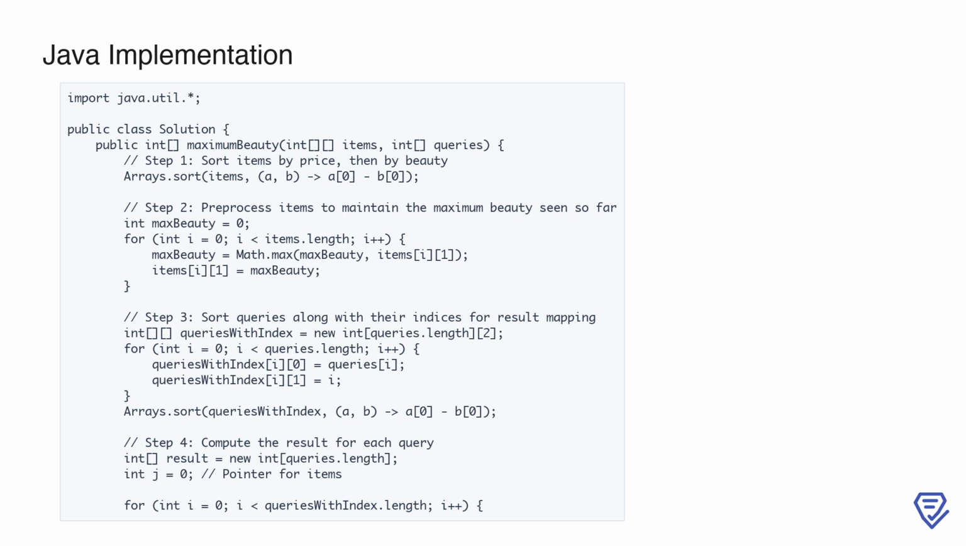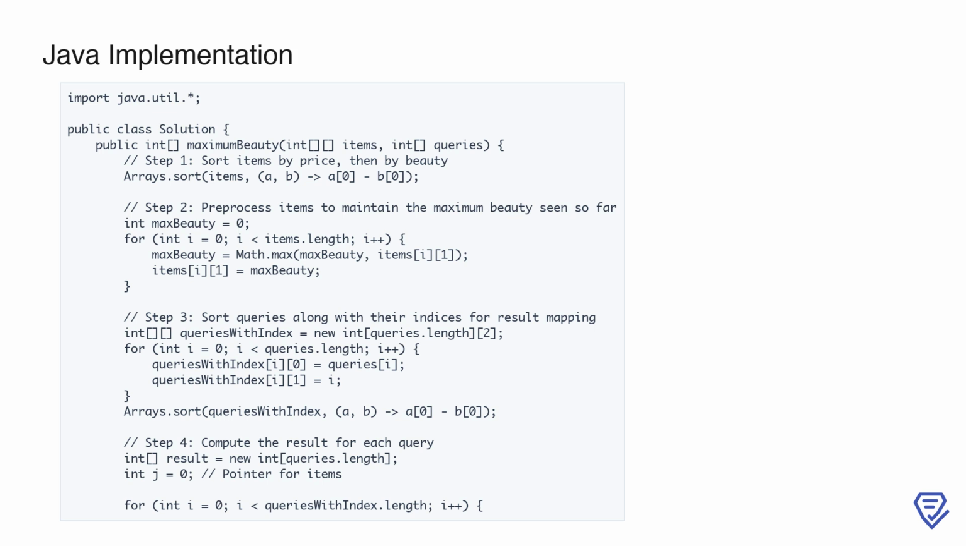Next, we pre-process the items array to maintain a running maximum of beauty values. This means that as we iterate through the items, every item's beauty value is updated to reflect the maximum beauty seen up to that point. This ensures that once the array is processed, any item will have the correct maximum beauty associated with its price or lower. After this, we prepare to handle the queries.